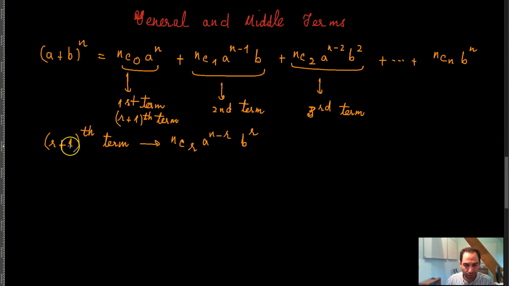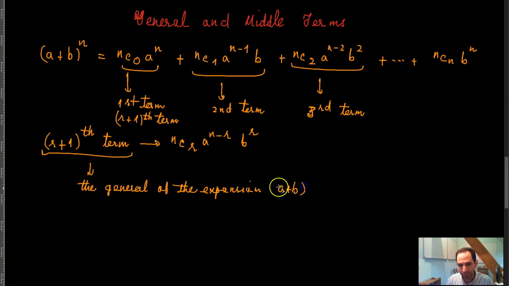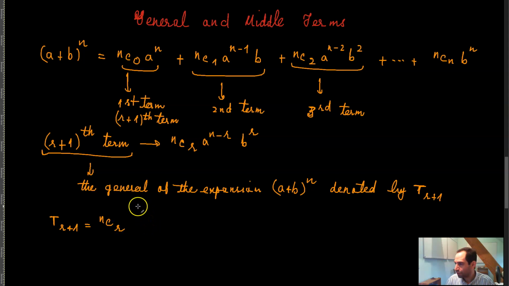So then you can say that the r plus 1th term, this term over here, is also called the general term of the expansion a plus b raised to the power n, right? And it is denoted by capital T of r plus 1. And thus, in the case of a plus b raised to the power n, capital T of r plus 1 is equal to n combination r, a raised to the power n minus r, b raised to the power r, right? So that we already know about these expansions.